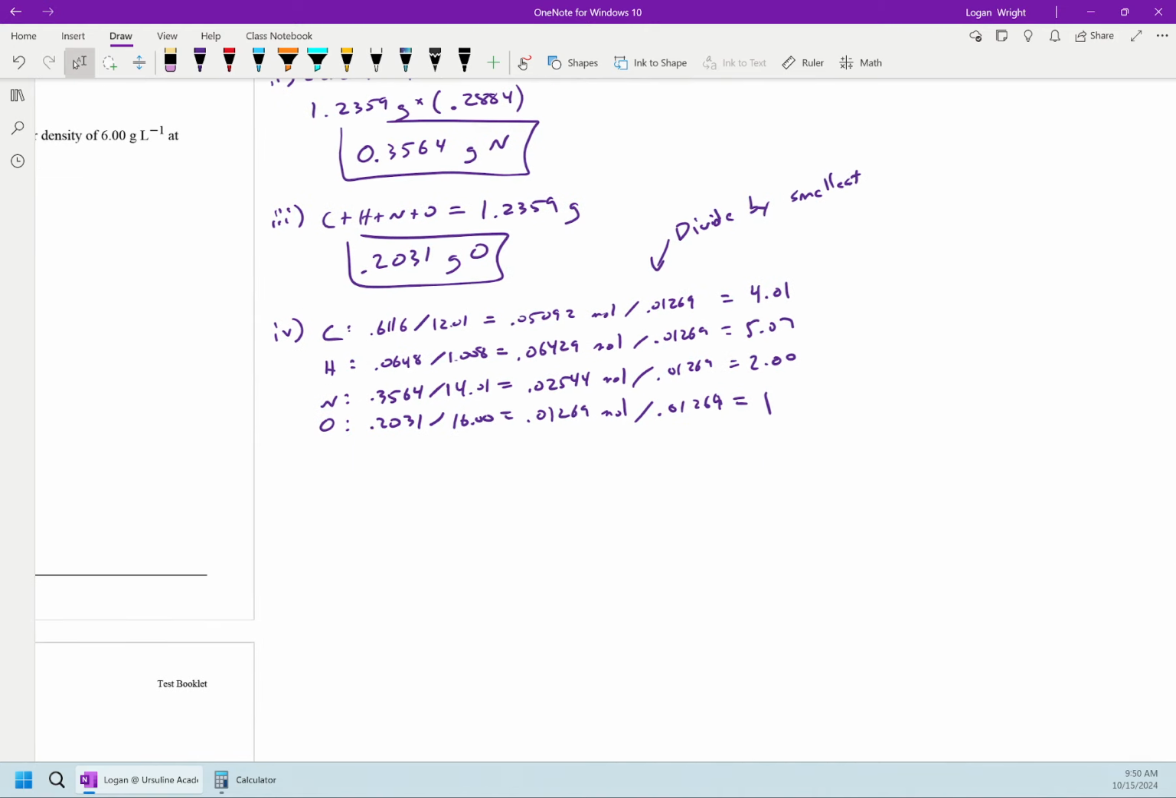What this is telling me is I probably have 4 carbons, 5 hydrogens, 2 nitrogens, and 1 oxygen as a ratio. I don't know if this is my molecule because my molecule could be twice as big as these. Remember when I said hydrogen peroxide, empirical formula was HO, it was 1 to 1, but empirical formula could be describing H2O2 or H3O3 or H15O15. As long as it's a 1 to 1 ratio, they will all have the same empirical formula. So we have found the empirical formula. We're done with part A.